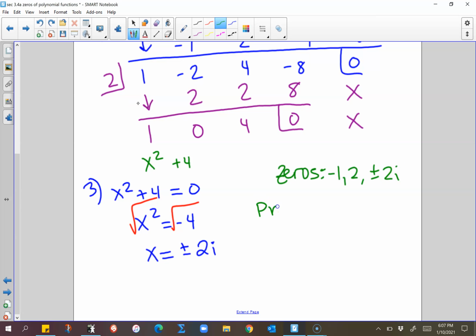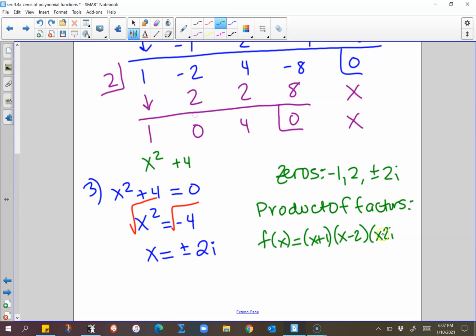Since they want it as a product of factors, that's where I write the equation with the opposites. So f of x equals x plus 1, x minus 2, x plus 2i, and x minus 2i. So again, all just depends on her wording for the question of what you want to do. I wouldn't recommend necessarily doing both always because then that kind of shows that you don't really understand the differences between the vocabulary. All right, we have one more.